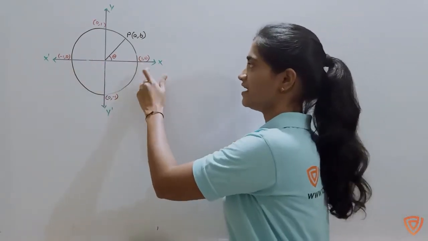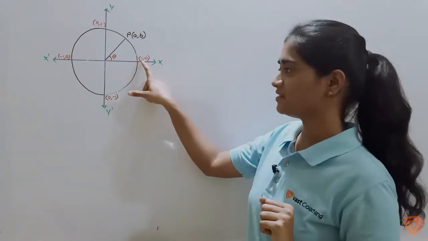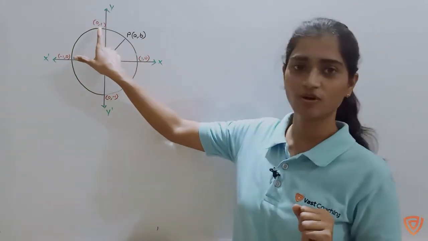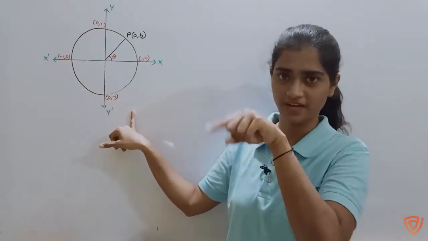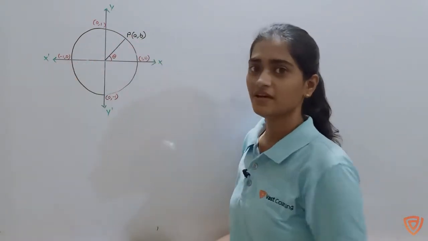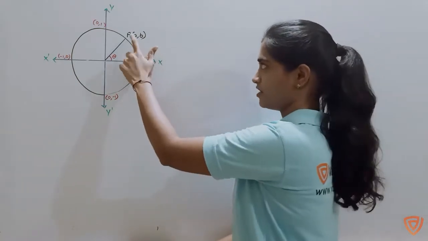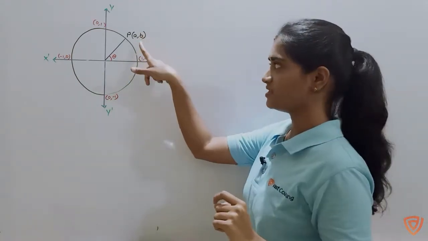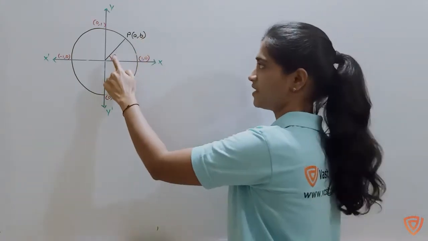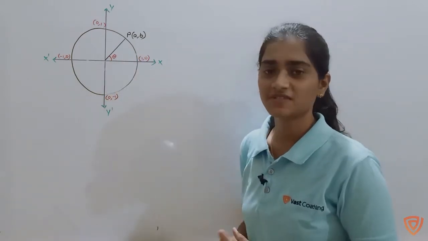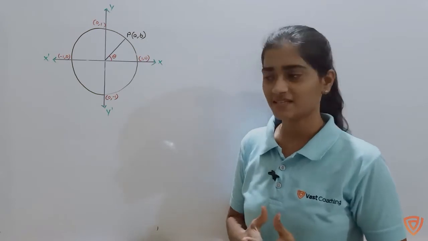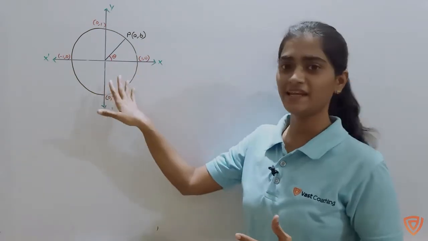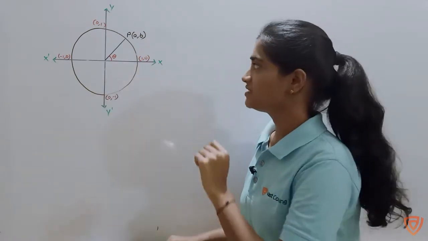And you can see the coordinate points over here: (1, 0), (0, 1), (-1, 0) and (0, -1). We have these corner points, right? Let us take a point P whose coordinates are (a, b) and it is forming an angle theta. We have studied trigonometric ratios for an acute angle. Let us extend this definition for any angle within this circle.